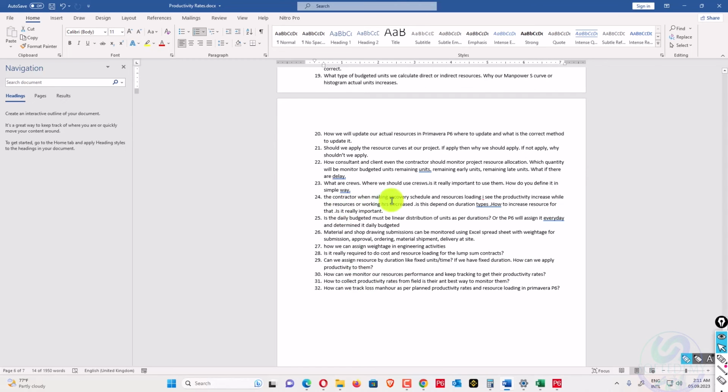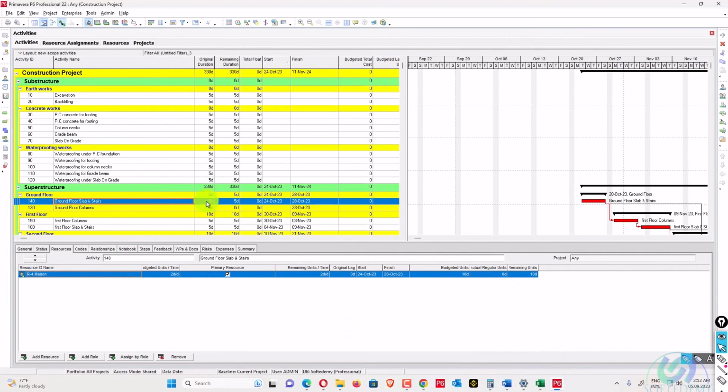The question: when making a recovery schedule and resource loading schedule, the contractor sees productivity rate increase while resource or working hours decrease. Is it dependent on duration type? How to increase resources for that? It is important. Engineers think that we are creating a resource schedule, recovery schedule or a revised schedule, so in that case your resource loading will be increased. Whatever, your duration is fixed, and also your budget units are fixed.